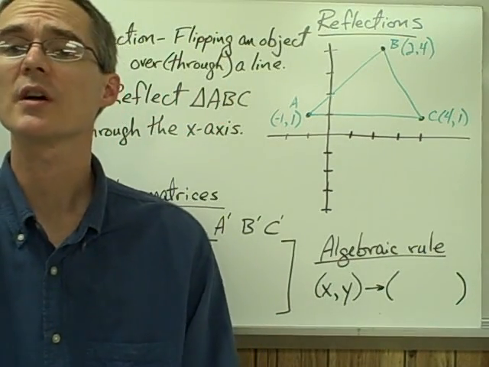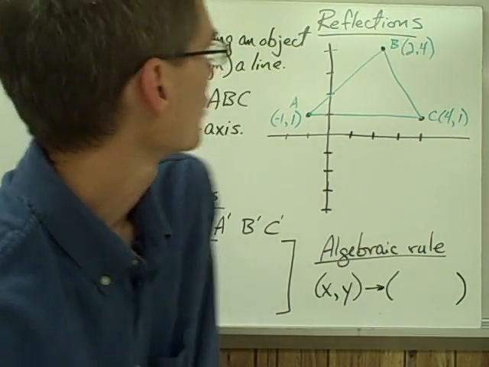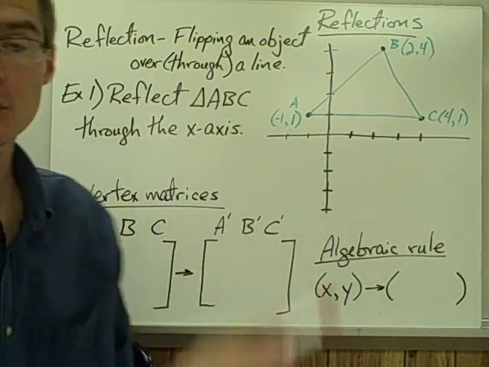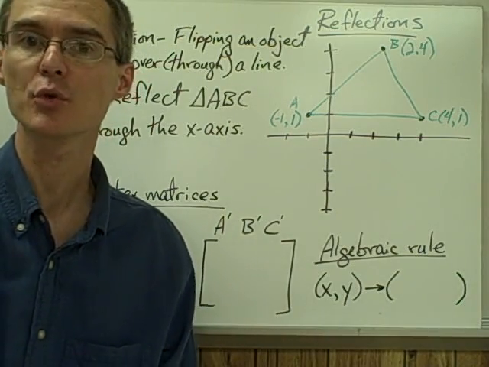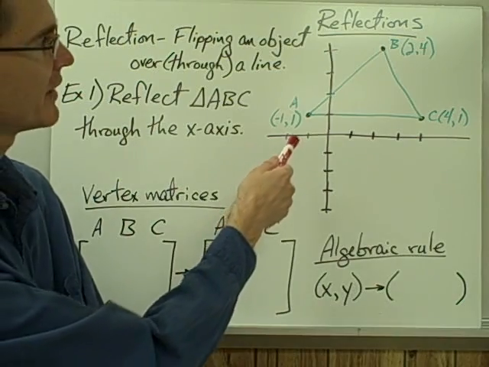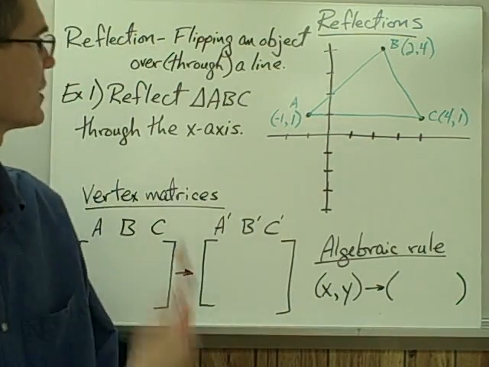In this video, we're going to talk about the geometric transformation called a reflection. Now, a reflection is just flipping an object over a line, or sometimes we say flipping an object through a line. And the first reflection we're going to do is we're going to reflect this triangle over the x-axis. So let's take a look at this.